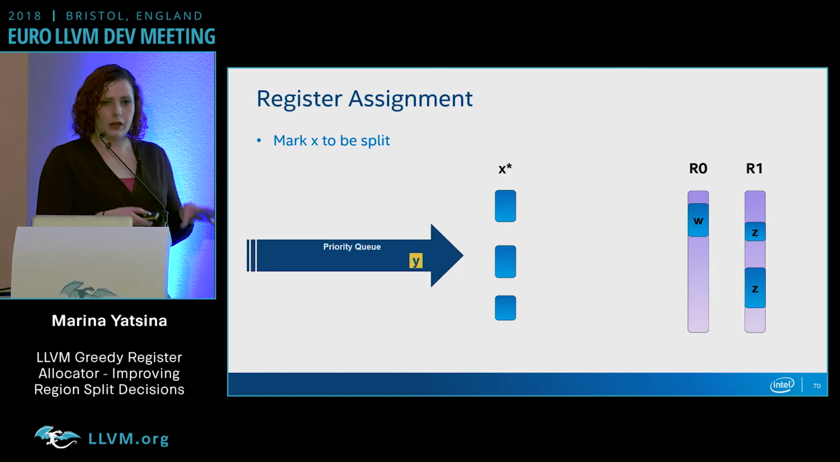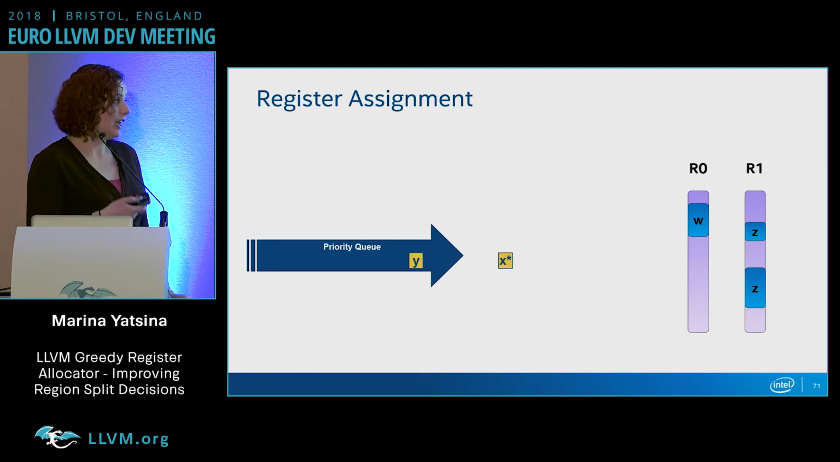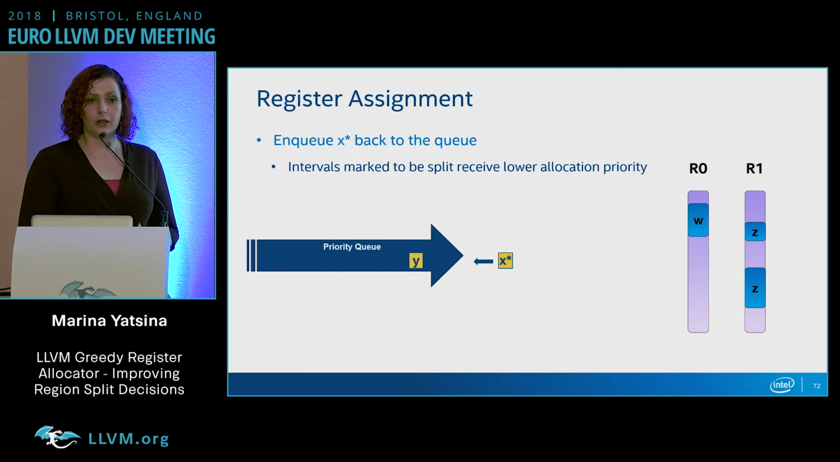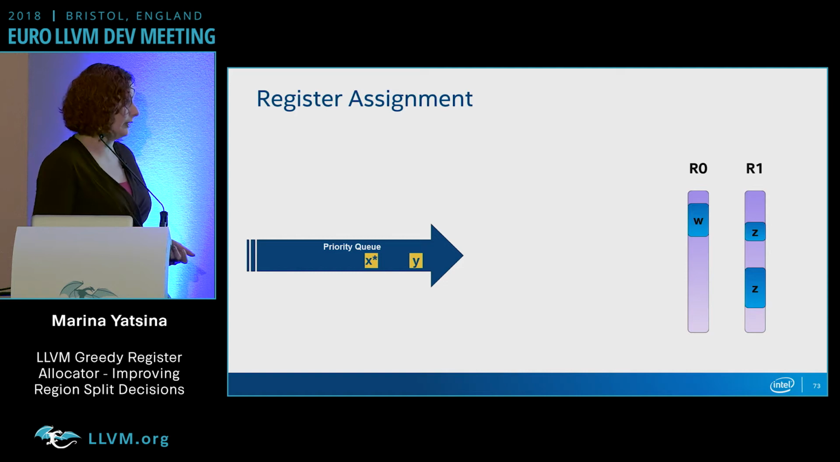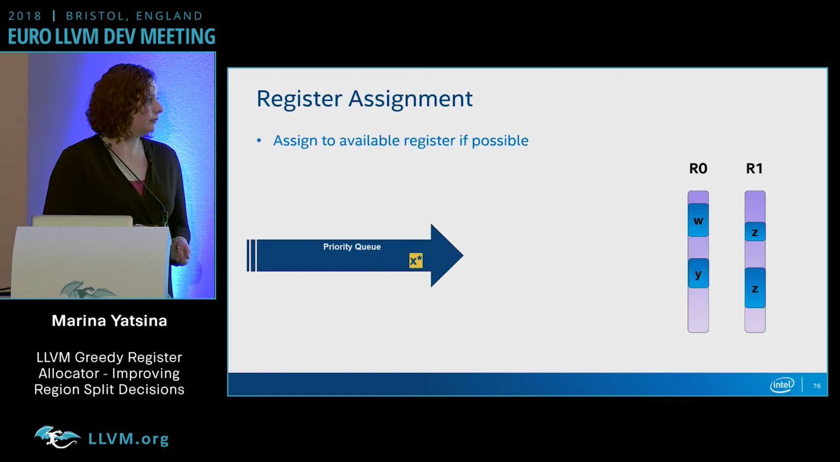We're not actually going to do the split yet. We're going to do it later on. We're just marking it to be split and putting it back in the priority queue. But this time, because it's marked to be split, it's going to go to the end of the priority queue after all the original intervals. It will receive a lower priority. We're assigning Y to an available register.